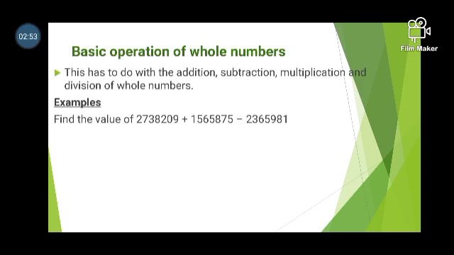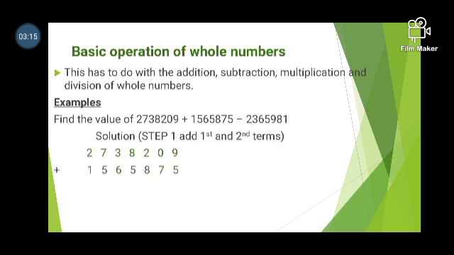2,738,209 plus 1,565,875 minus 2,365,981. Now, what is the first step? The first step is to add the first and second terms.